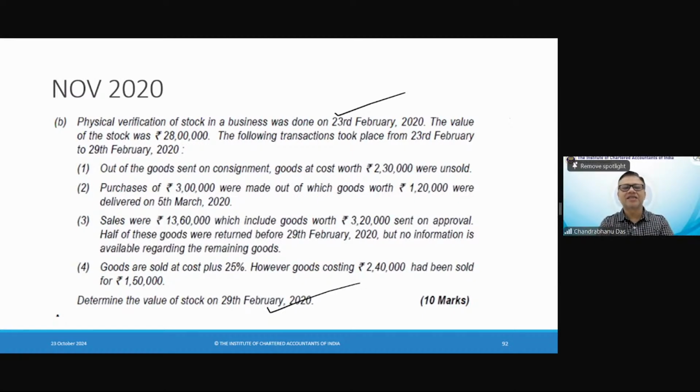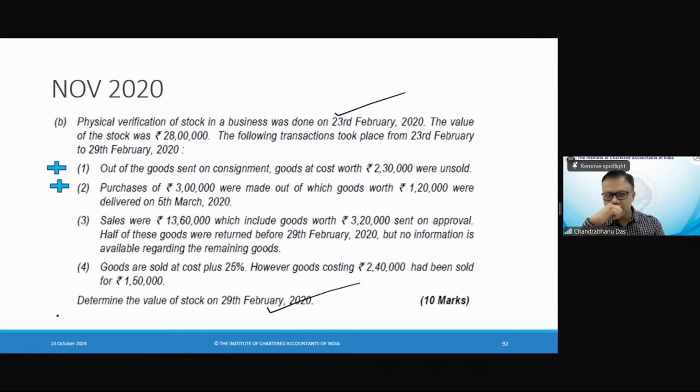So let us see how I will think of the consignment sales and approvals. These two are given. Point number 1 is talking about the consignment sales, and number 3 is talking about the goods sent on approval. Out of the goods sent on consignment, goods at cost of 2,30,000 were unsold. These are the goods which are unsold, which will be added back to the closing stock.